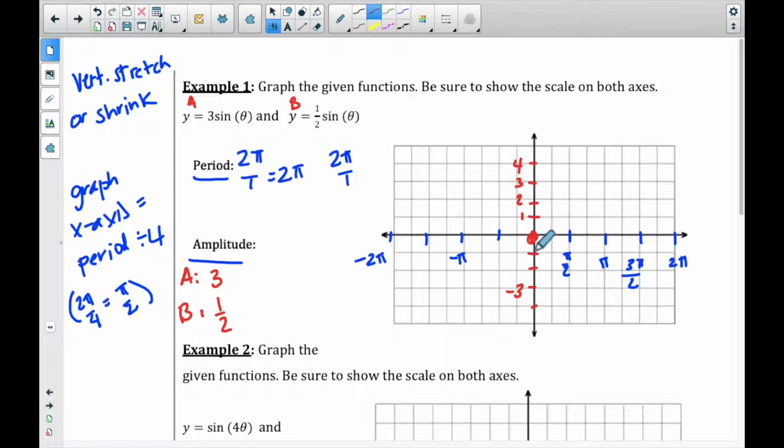Sine functions always start at 0, 0. And then it's going to go up 3 for the first quarter. The 2 pi over 4, when I reduce that, comes out to pi over 2. So for every pi over 2, I'm going to go up 3 or down 3, and then another down 3, and then up 3. So this time I have the same period. It took the same space left to right, but it was taller.